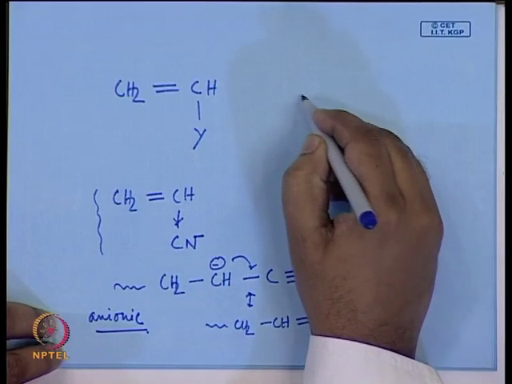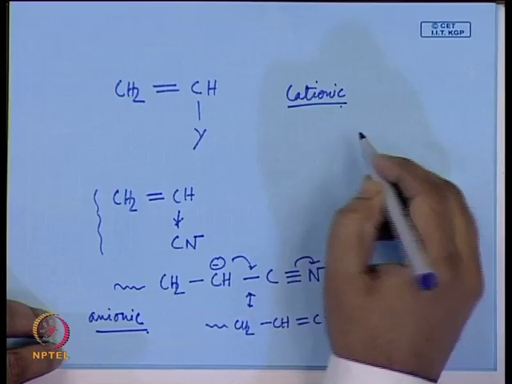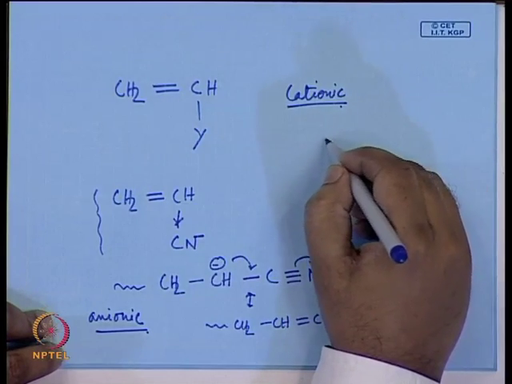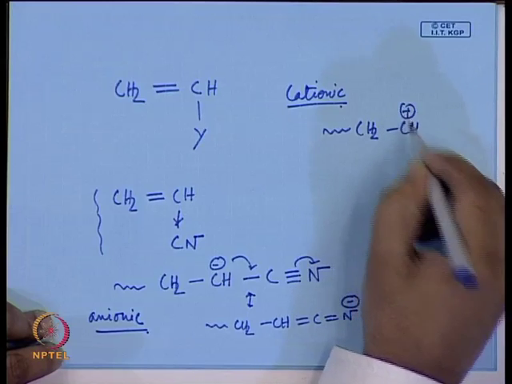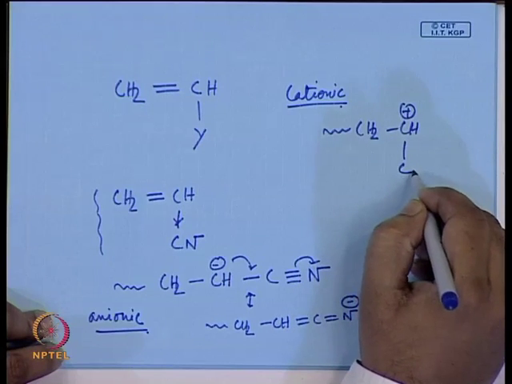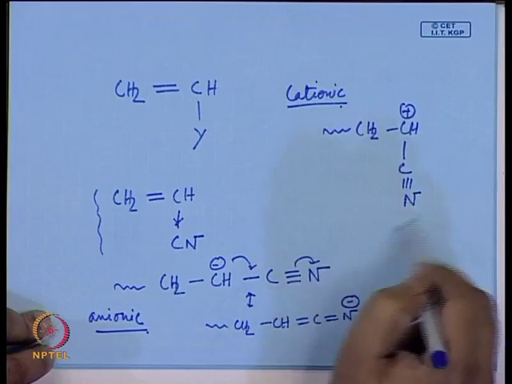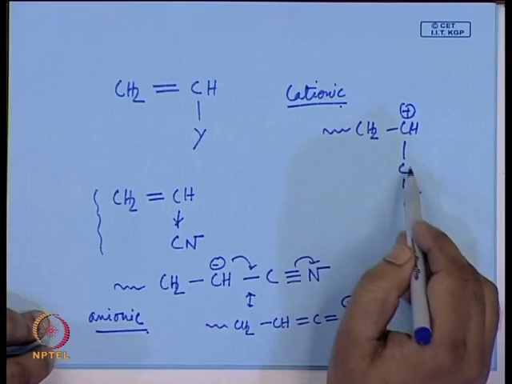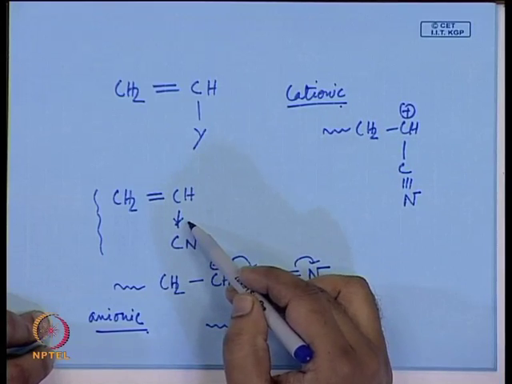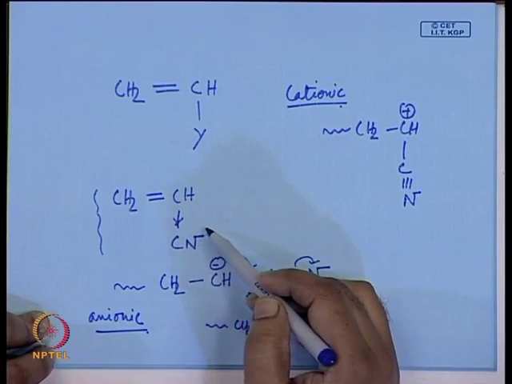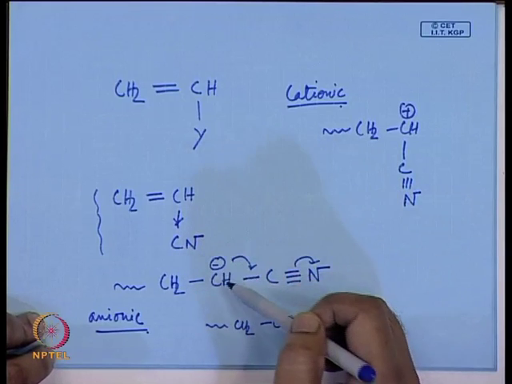If you have a cationic initiator for this case, then if it has to react and form something like this, now this will not be stabilized by this substituent. So, this monomer will not undergo cationic polymerization, it will only undergo anionic polymerization.